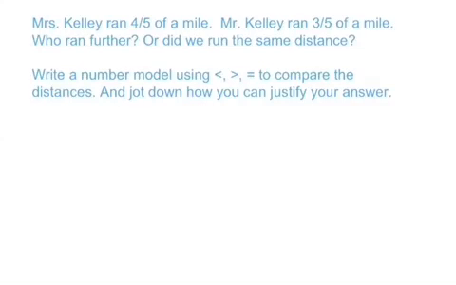So the first question is this for you. Mrs. Kelly ran 4/5 of a mile. Mr. Kelly ran 3/5 of a mile. Who ran further? Or did we run the same distance? Could you write a number model using less than, greater than, or equals to compare the distances? And then jot down how you came about that answer, like evidence for it, okay? And then when you're done, come on back.